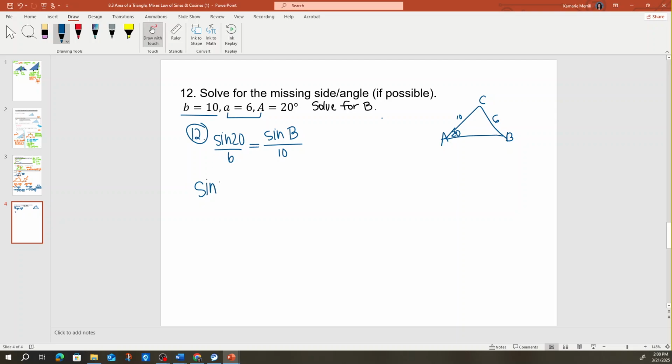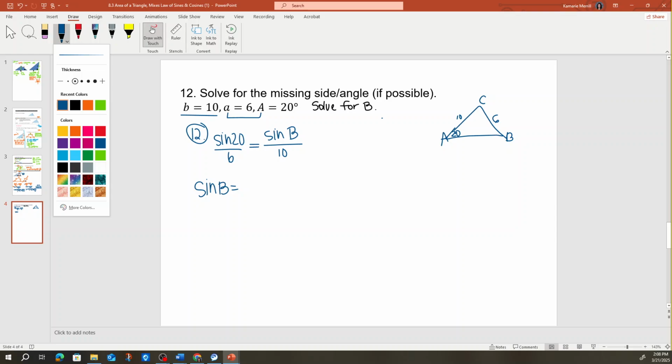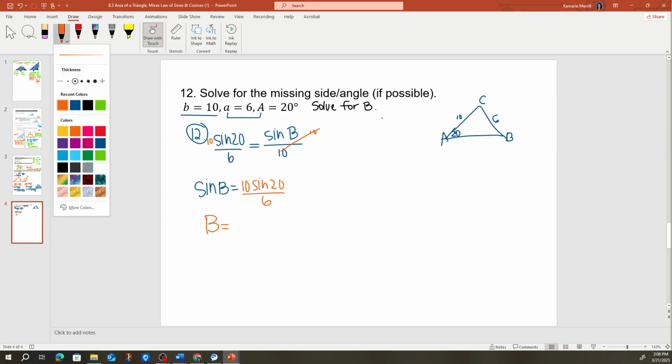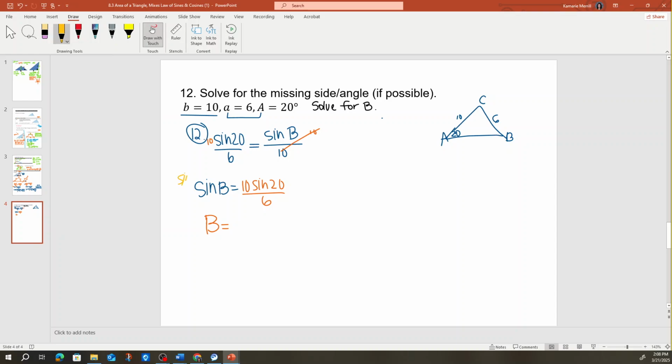All right, so you would have gotten sine of B is equal to, we're going to times this 10 out of here, so 10 sine of 20 over 6. Then what do I do to find B? What goes into my calculator here? Sine inverse, I heard. Good. You guys are awesome. Does anybody have the answer when they get done putting that into their calculator? 34.75, I heard it kind of quietly. Say that one more time. 34.8.